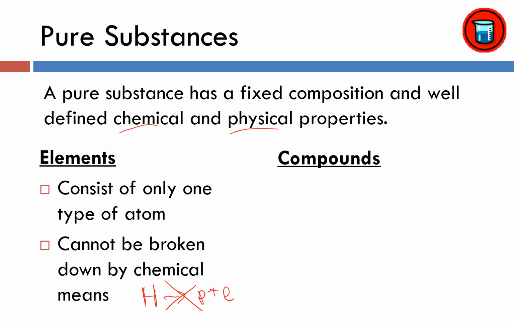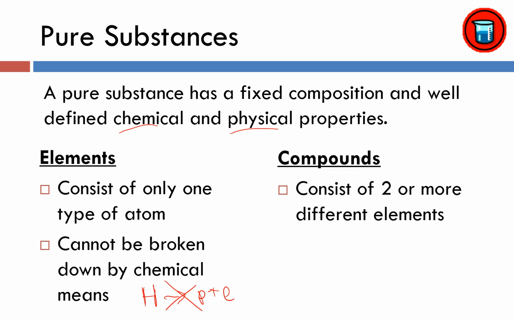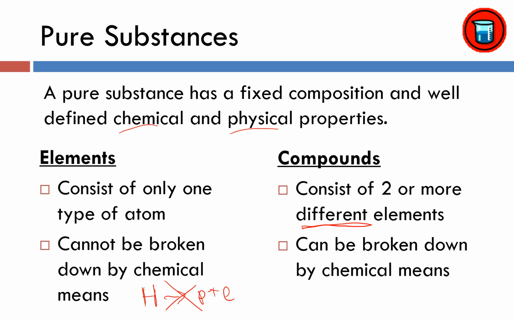The other type of pure substance are compounds. Compounds consist of two or more different elements that are chemically combined. They can be broken down by chemical means. So for example, we know that water is H2O. Based on that formula, hopefully you recognize that this is a compound. We have two different types of elements that are bonded together. And I can take water molecules and using electricity, I can break it down into hydrogen and oxygen. Just get that balanced. So that's what we mean when we say it can be broken down by chemical means. Basically, you can run some sort of reaction and you can break the compound into its original elements.